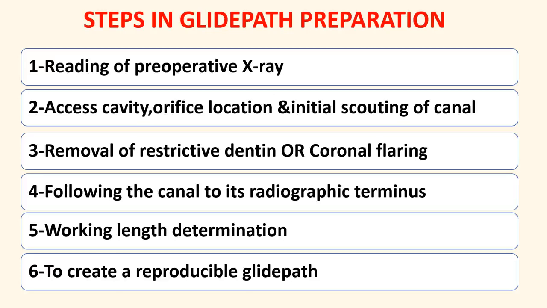First step is reading of the pre-operative X-ray. Second step, access cavity, orifice location and initial scouting of the canal. Third step is removal of restrictive dentin or the coronal flaring. Fourth step is following the canal to its radiographic terminus. Fifth step, working length determination. And sixth step is to create a reproducible glide path.